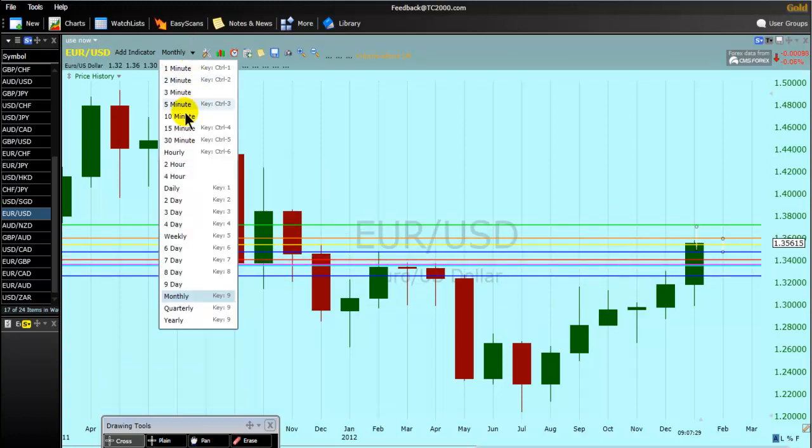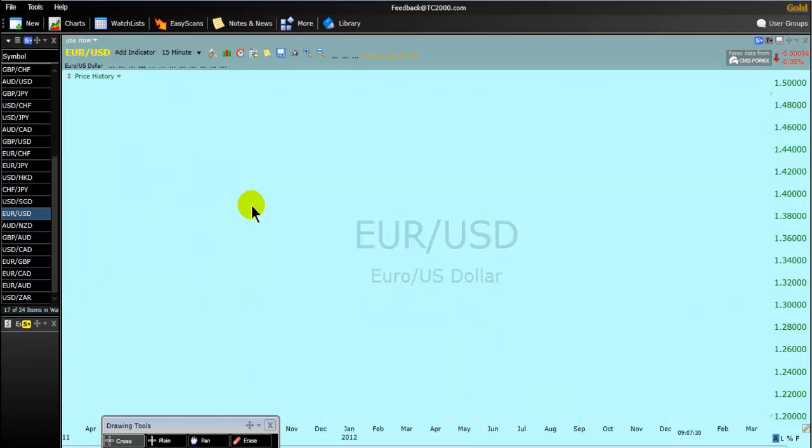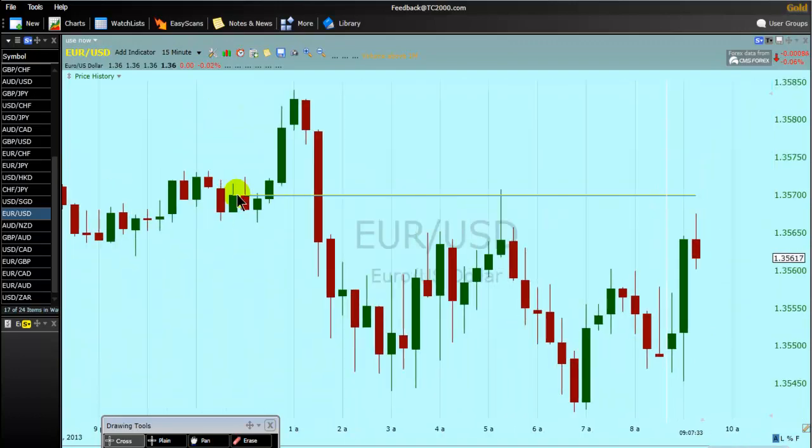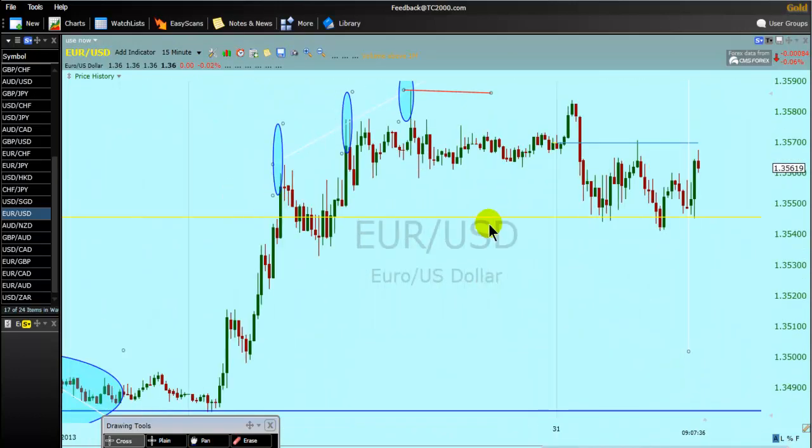Let's see what has happened this week. I'm going to the crowded time frame, the 15-minute chart. I want to see whether I can see some of my lines. The yellow line is the median line of the projection of last week's range. You see? This is today. It's bumping on it. You see?